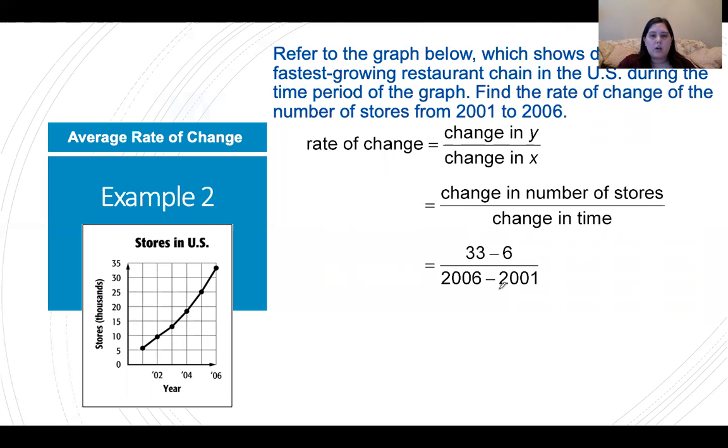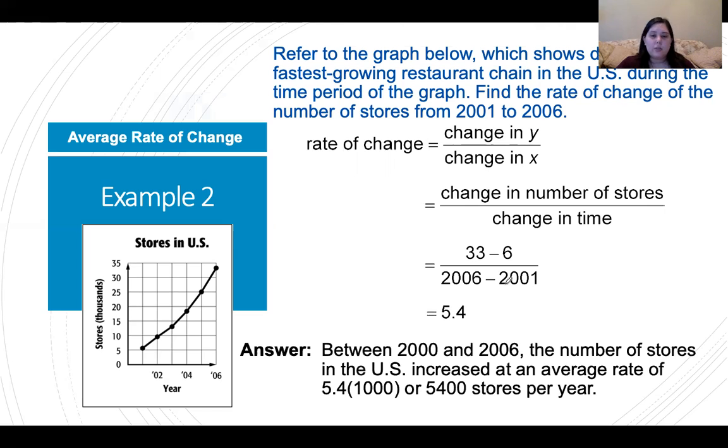From the graph, we can see it's about 33, so we're going to interpret that as 33,000 stores in 2006. And then in 2001, it's right above 5, so we're going to assume it's 6,000 stores in 2001. Our change in time is 2006 minus 2001. When we do that, we get 5.4. So between 2001 and 2006, the number of stores in the US increased at an average rate of 5.4 times 1,000, or 5,400 stores per year.